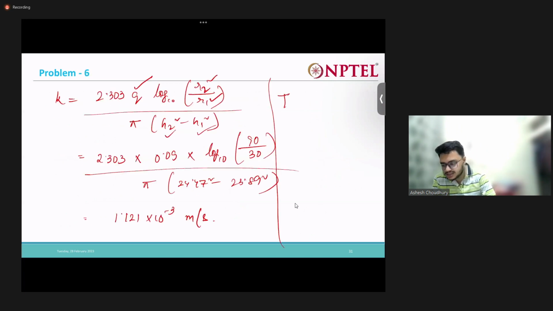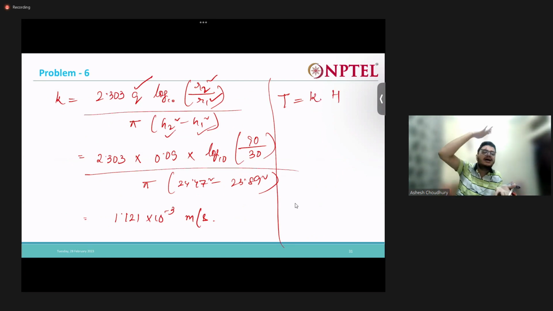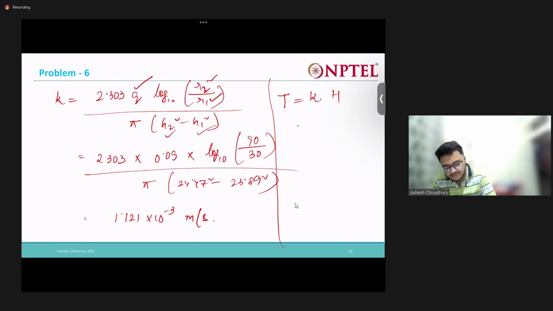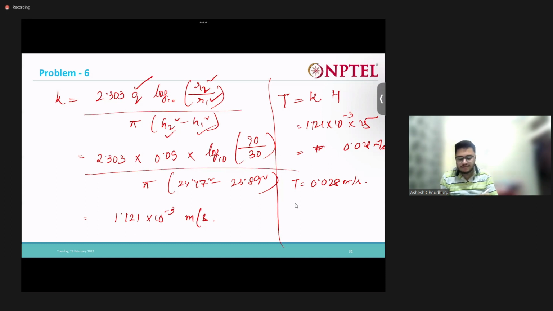The transmissibility T is nothing but my coefficient of permeability times the saturated height, or the height of my aquifer. The aquifer height is given to me, it is 25 meter. Okay, the total height is 25 meter. So we know this 25 meter. We also know our k value. So k, if we multiply it by 25, we will get, sorry, 0.028 meter square per second. That's the transmissibility of the aquifer.